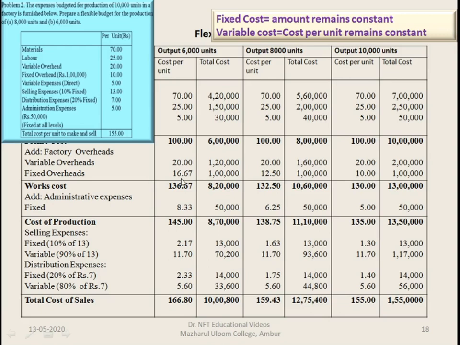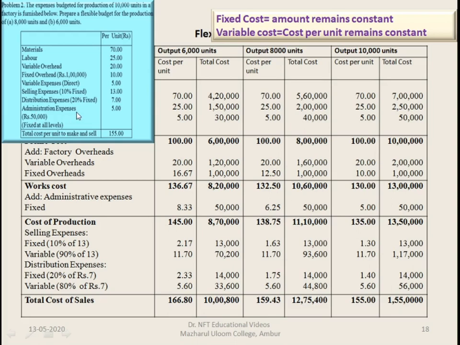If you add the factory overhead along with the prime cost, you get the work cost. Work cost is 136.67 cost per unit for 6,000 units. You add up all these, you get 8,20,000 total cost for 6,000. Same way you get for 8,000 units as well as for 10,000 units by adding.